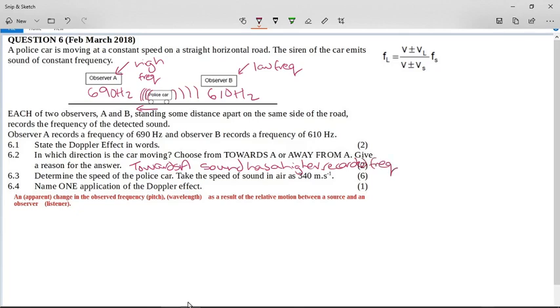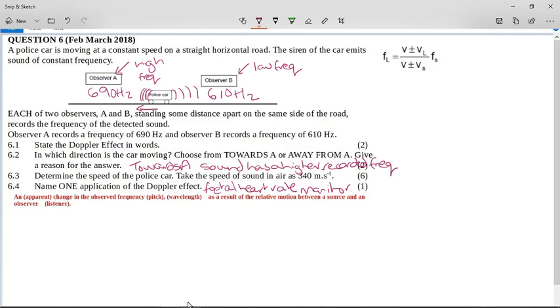Now it says determine the speed of the police car. Take the speed of sound in air as 340 meters per second. So okay, let's just do 6.4. Name one application of the Doppler effect. That would be something like a fetal heart rate monitor, or the Doppler flow meter, something like that. Okay, let's go back to this question here. Determine the speed of the police car.